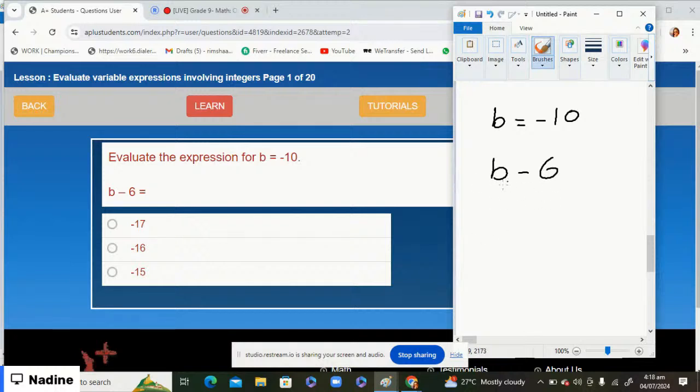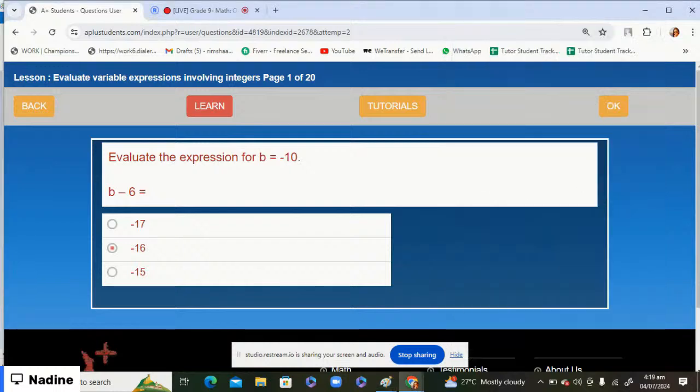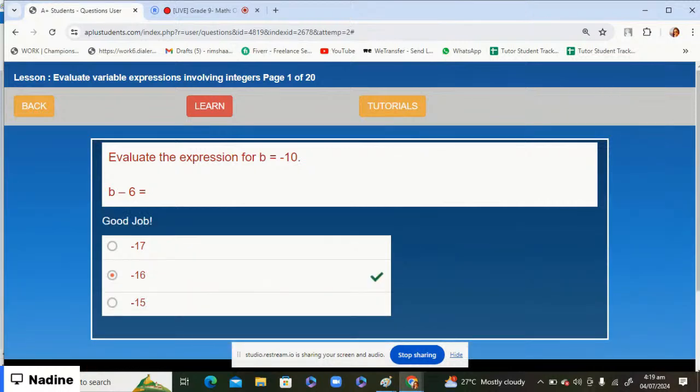Now in place of this B, I'm going to put minus 10, and here is minus 6 as it is. So minus minus becomes plus. So 10 plus 6 is 16, but you put the sign of the greatest number. So the greater number here is 10, and with the 10 it's a negative sign. So we are going to put negative, so it's negative 16. Yes, this is the right answer.